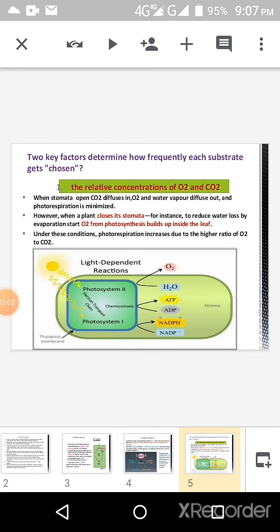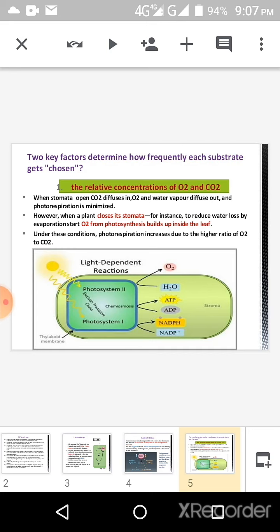Two key factors determine whether oxygen will be used by Rubisco or carbon dioxide will be chosen by Rubisco. The first of these factors is the relative concentration of oxygen and carbon dioxide. When stomata open, carbon dioxide diffuses in and oxygen and water vapor diffuse out. Photosynthesis is normal and photorespiration is minimized.